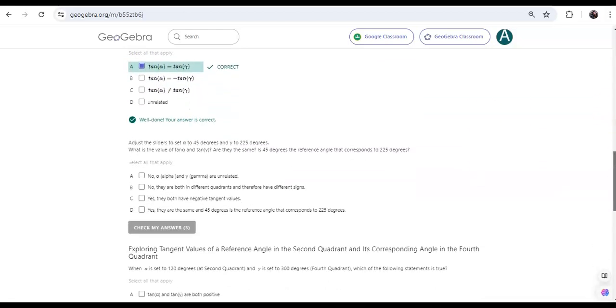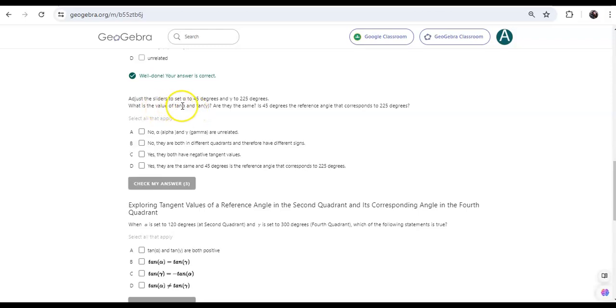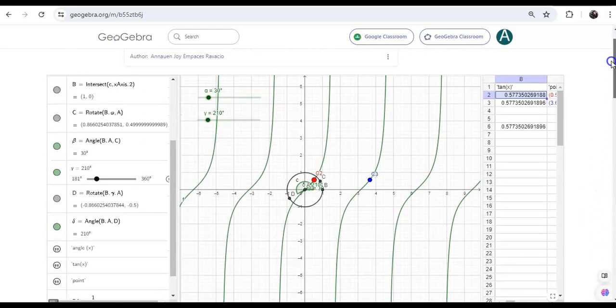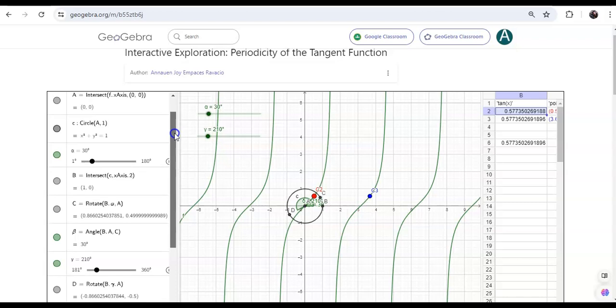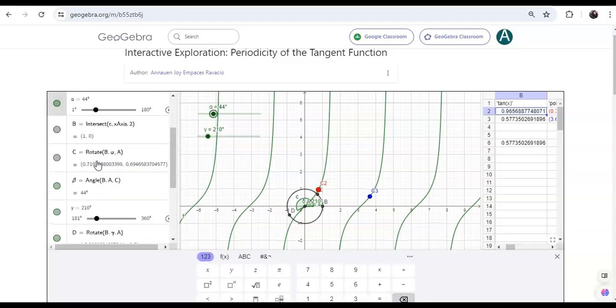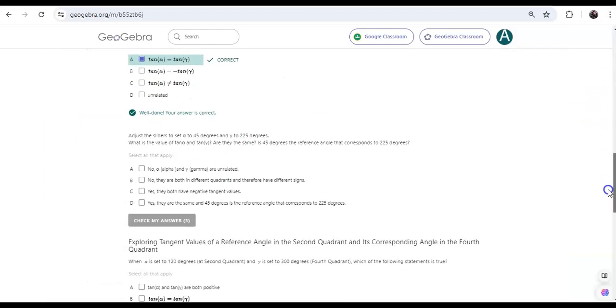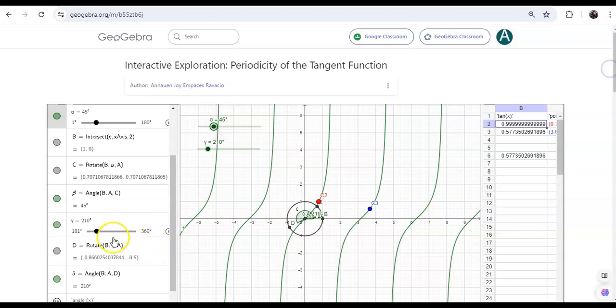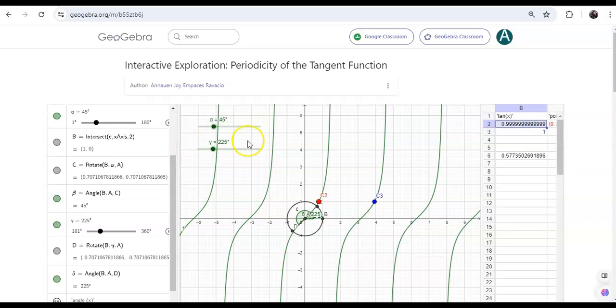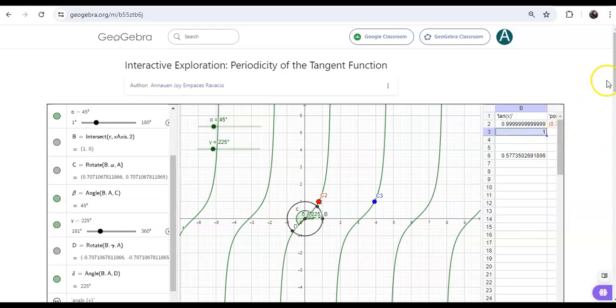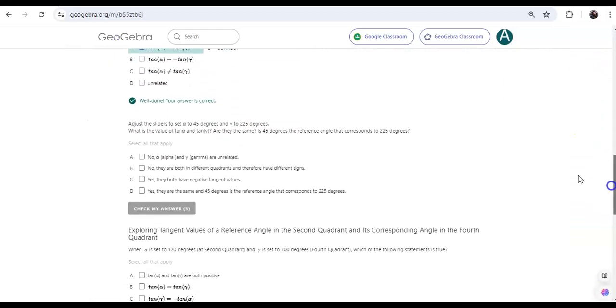Next one. Now we're going to adjust the sliders to set alpha to 45 degrees and gamma to 225 degrees. So 45, and our gamma this time is 225. Alright, so tangent 45 degrees is around 1 and tangent 225 degrees is equal to 1. So, the correct option.